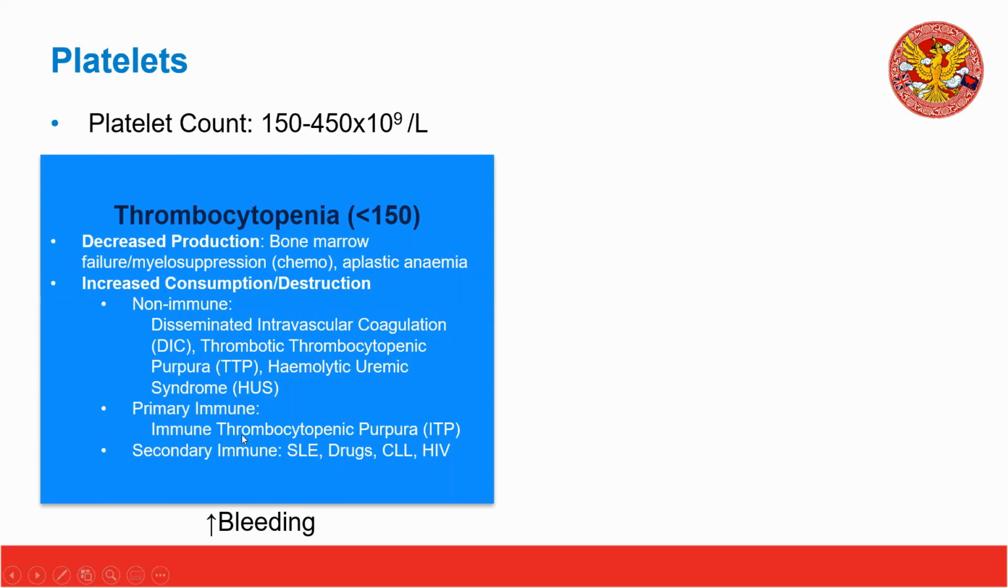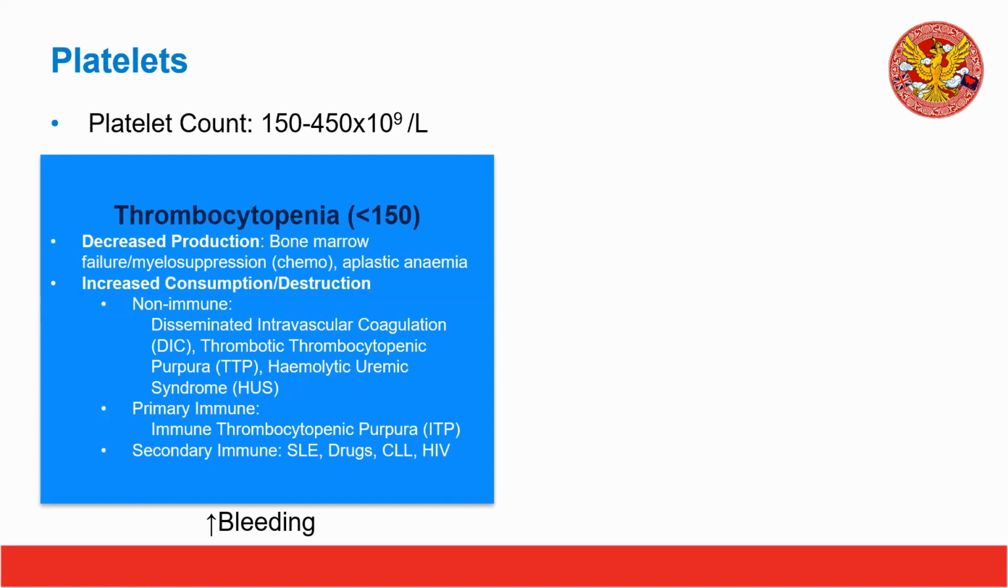So think about immune thrombocytopenic purpura, which is where you get antibodies that target the antigens on the platelets, and then other secondary immune causes such as immunosuppressive drugs, SLE, you get antibodies again that target platelets, CLL, and HIV infections. HIV can infect the bone marrow and reduce production of platelets, and essentially they can cause a myelosuppression.